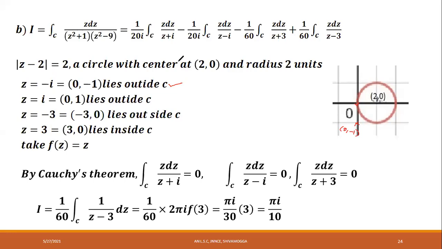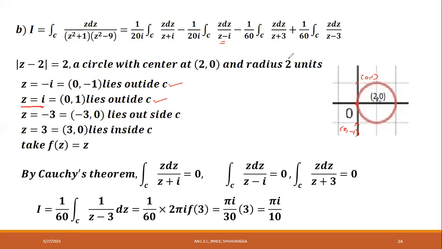Next, this integral is not analytic when z minus i is equal to 0, or z is equal to i. z is equal to i means real part 0 and imaginary part 1. This is 0 comma 0 and this will be 0 comma 1. Therefore, this also lies outside C.